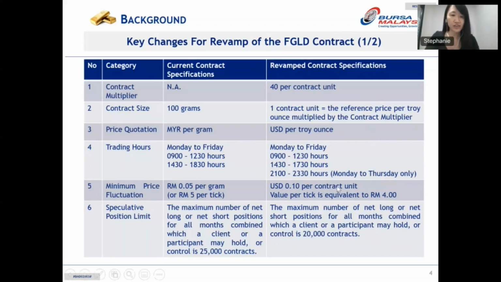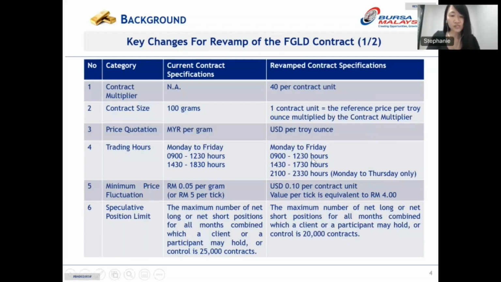As for the trading hours, the morning session will still be from 9 a.m. to 12:30 p.m. The afternoon session will be shortened, from 2:30 p.m. to 5:30 p.m. instead of 6:30 p.m. There will be an additional after-hour T+1 night trading session, which will open from 9 p.m. to 11:30 p.m. from Monday to Thursday only. Gold is actively traded during the US and London trading sessions. Therefore, the availability of these night trading hours enables traders to access the market at these hours.